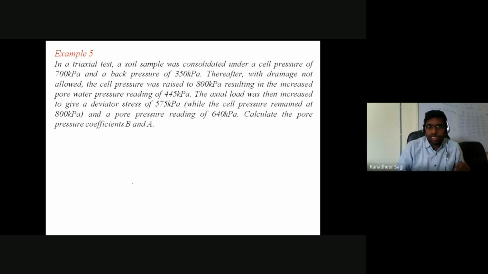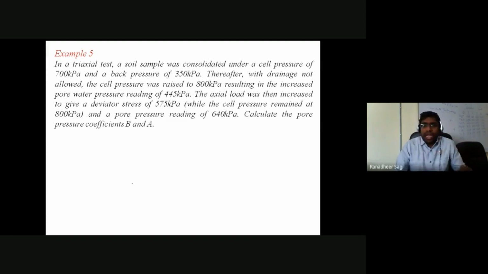Okay. So what is said is, initially the amount of cell pressure applied on the soil sample was 700 kilopascal. So the confining pressure you were applying on the soil sample was 700 kilopascal, and the subsequent back pressure you have maintained in the soil is 300 kilopascal. So what does this back pressure mean?